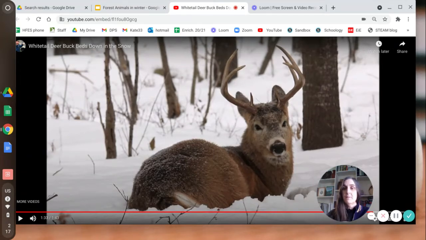Let's notice his body parts so we can draw a model of him in his forest habitat. I notice that he has antlers on top of his head, 2 eyes, a nose and mouth, and we can see his body, and right over here you can see his white tail.